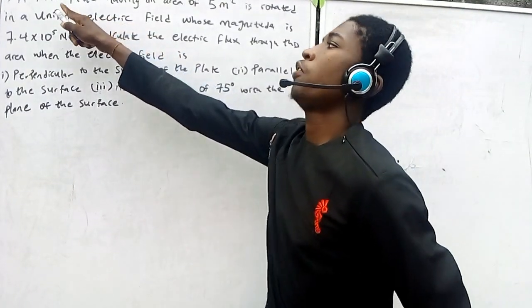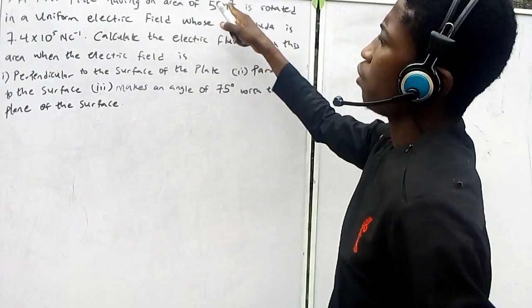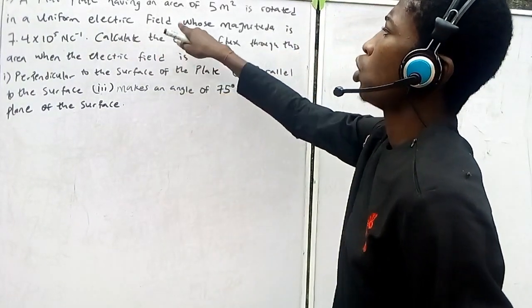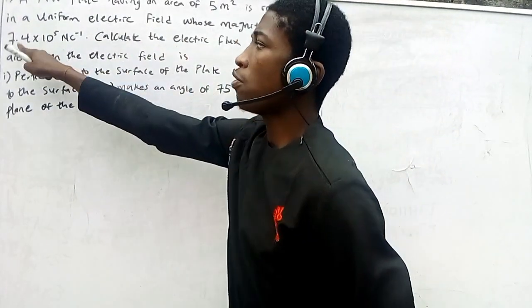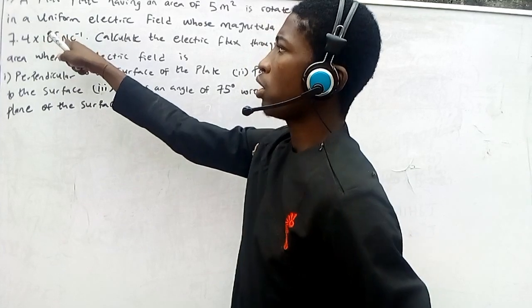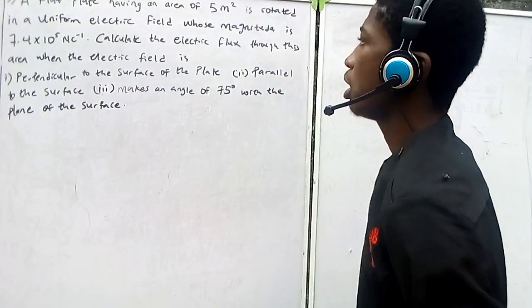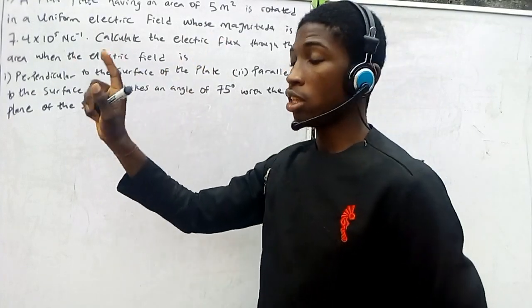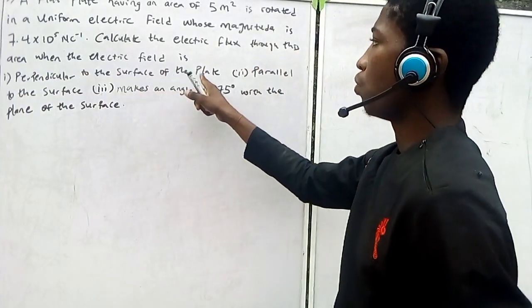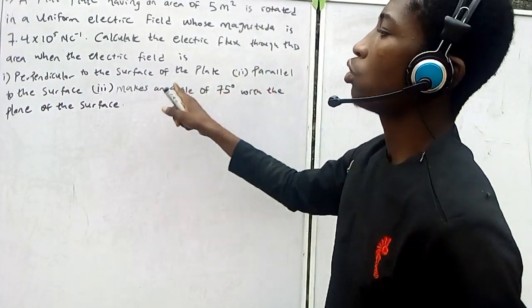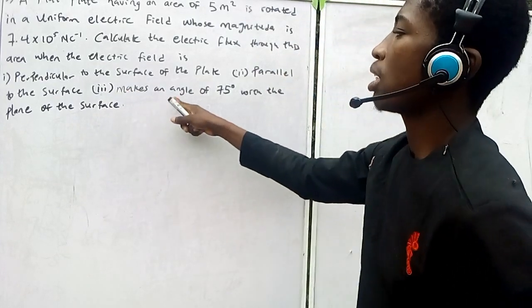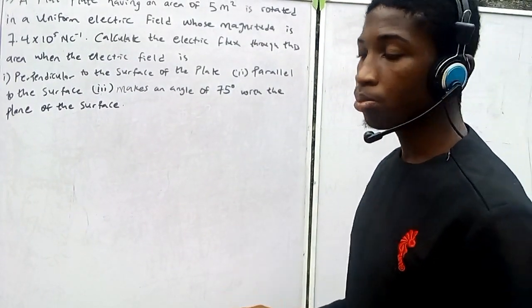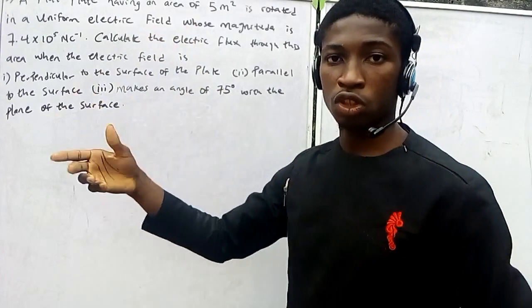Next question is: a flat plate having an area of 5 meters squared is rotated in a uniform electric field whose magnitude is 7.4 times 10 to the power of 5 Newton per coulomb. Calculate the electric flux through this area when the electric field is 1, perpendicular to the surface of the plate, 2, parallel to the surface, and 3, makes an angle of 75 degrees with the plane of the surface. It's very simple because this is one of the cases we just mentioned, right?